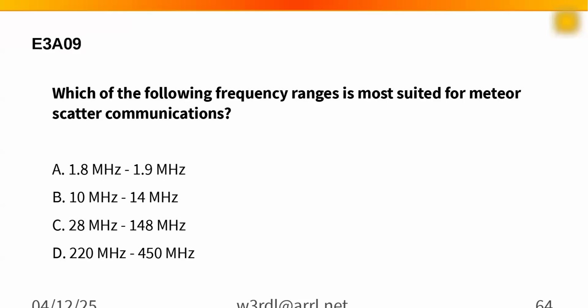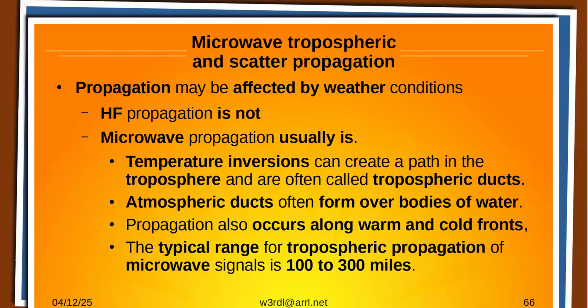Which of the following frequency ranges is most suited for meteor scatter communications? Okay, tropospheric scatter. Weather conditions don't normally affect HF propagation. It starts affecting microwave propagation, VHF, UHF, and above. It has a little effect at VHF and UHF, but primarily in the microwave range.